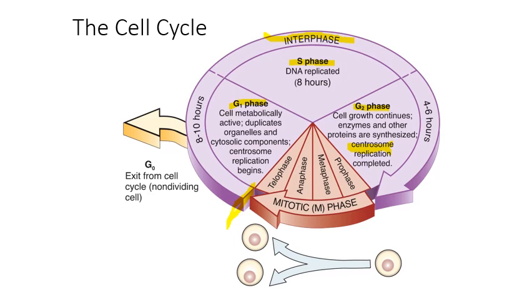After G2, then we start mitosis. And mitosis, we can divide into four basic steps. And those are prophase, metaphase, anaphase, and telophase. Those are the four steps of mitosis. And we'll talk about what's happening in those four steps. And then at the end of mitosis, we go from having one cell to having two separate cells that are identical. And those two cells will now start the process all over again.